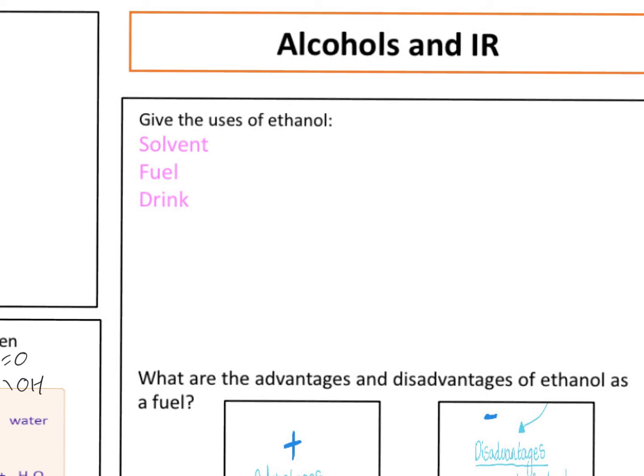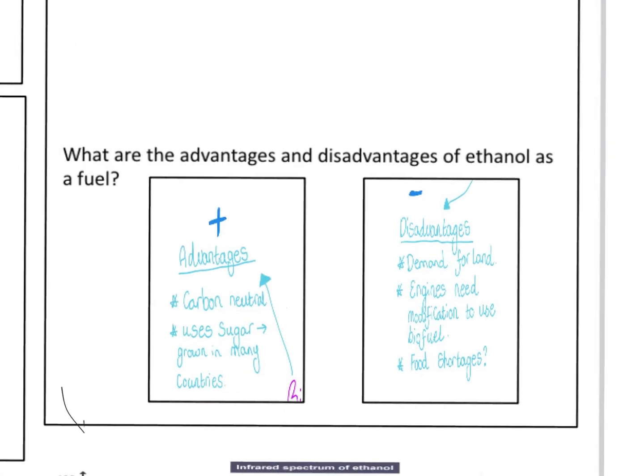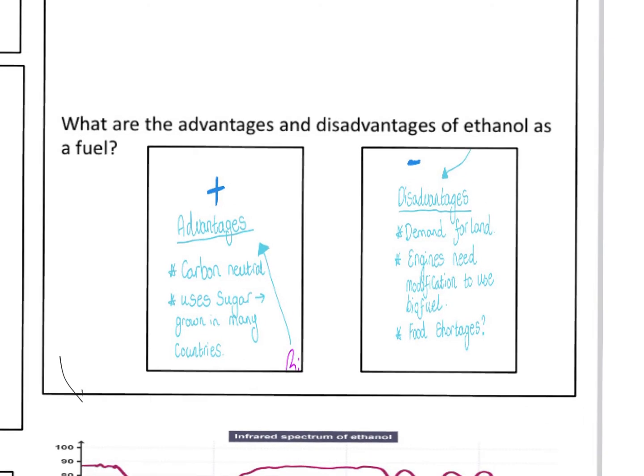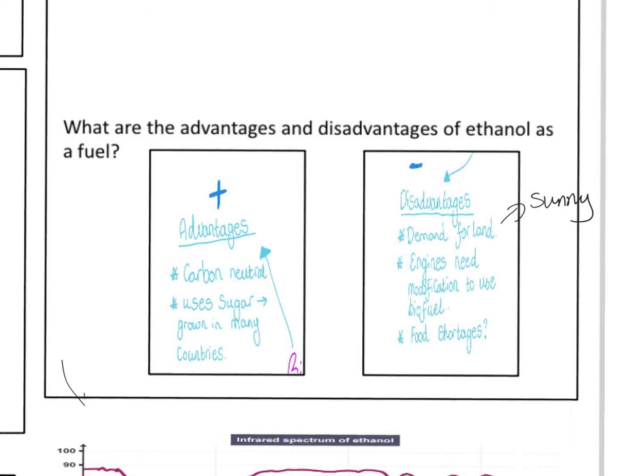You can also use it as a fuel, so you can put it in your car instead of petrol. Advantages of using ethanol as a fuel: it's carbon neutral, it uses sugar, so it's grown in many countries. Disadvantages: demand for land, engines need to be modified to use a biofuel, and it could create food shortages because we're using the sugar that we could be using for food to create fuel. Big thing as well is that it needs to be sunny to grow the plant that makes sugar, and we don't have that in the UK.